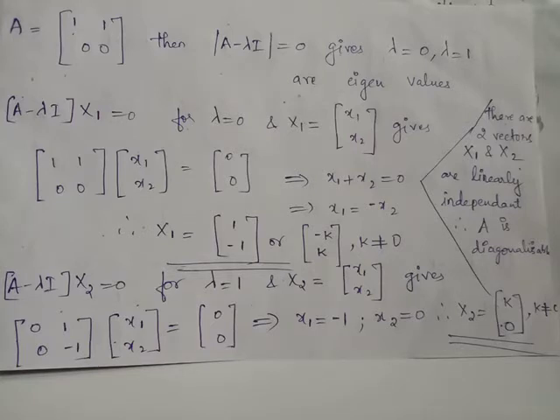To evaluate the eigenvector corresponding to lambda equals 0, with x1 the column matrix which is the eigenvector, we have the matrix multiplication A minus lambda I into x1 equals 0. After multiplication, we obtain the equation x1 plus x2 equals 0, from where we have the general form of the eigenvector for lambda equals 0 given by minus k, k, where k not equals 0.